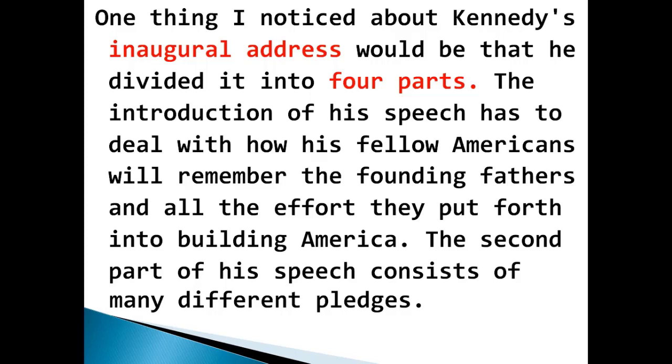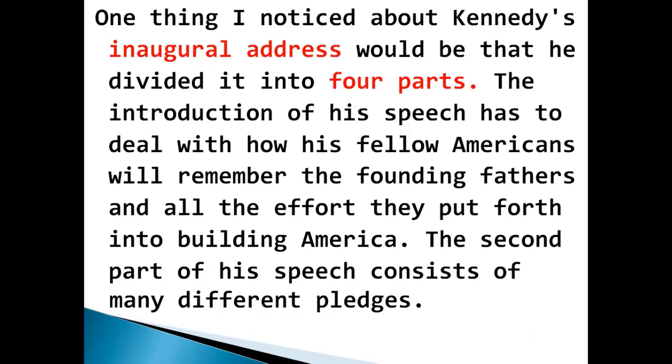parts. So how many parts? 4 parts. If we divide his address into 4 parts, the introduction of his speech deals with how his fellow Americans will remember the founding fathers and all the effort they put forth into building America. All the effort they put forth means the struggle to unite the American nation.